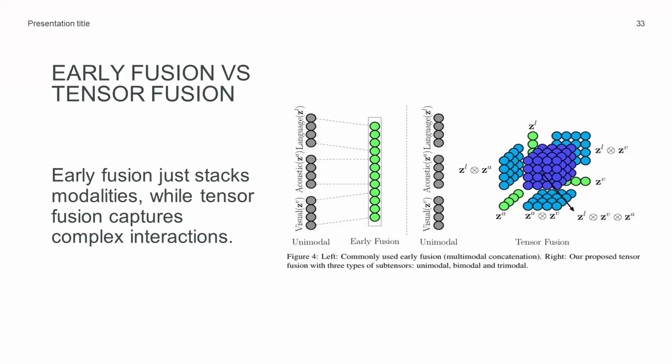Early fusion versus tensor fusion. You can see in the left diagram that early fusion just stacks modalities, and tensor fusion captures complex representations. It combines modalities.